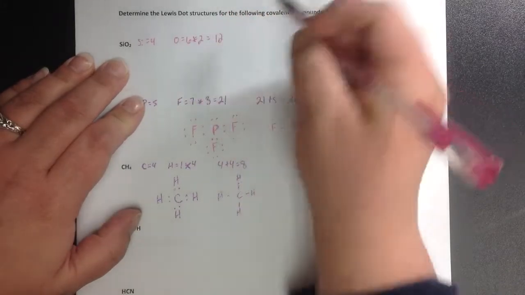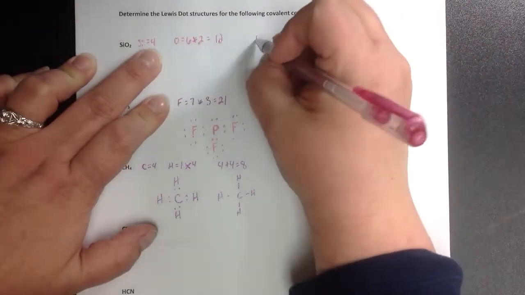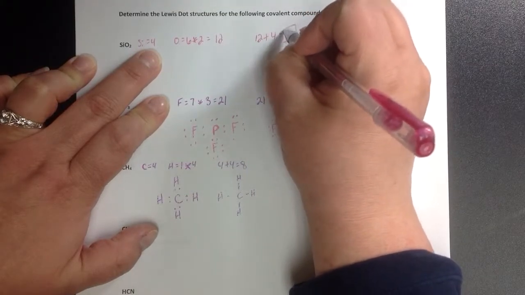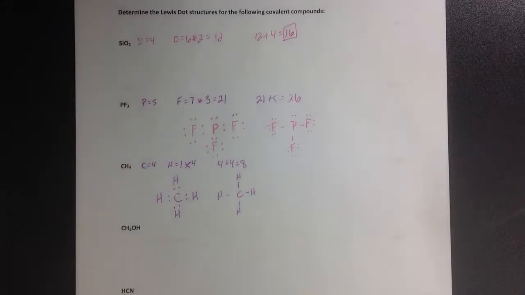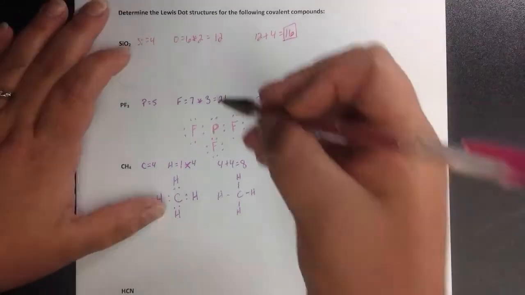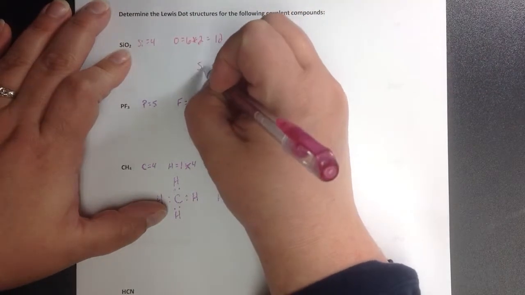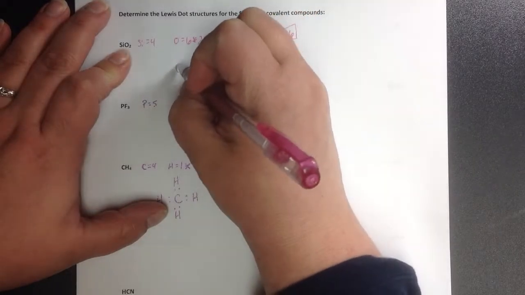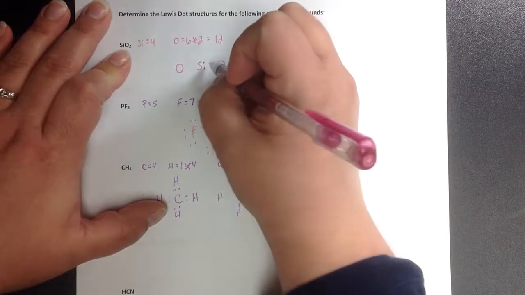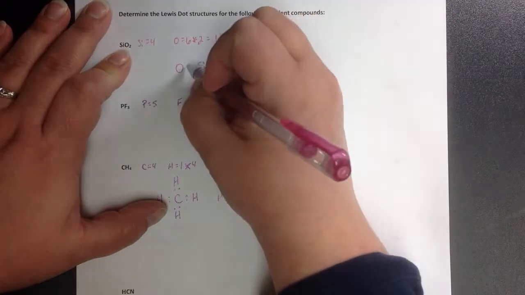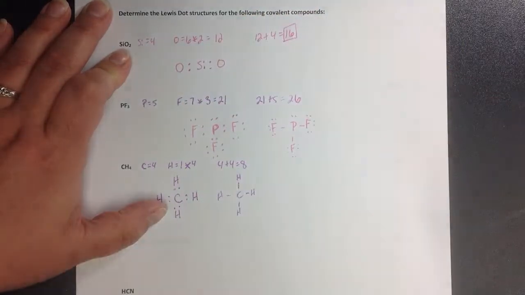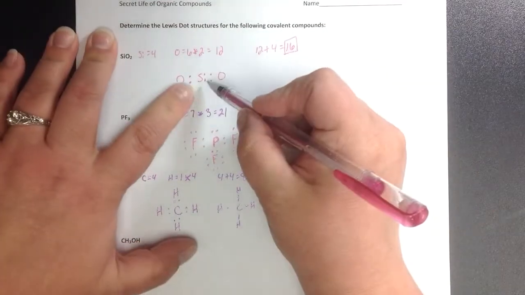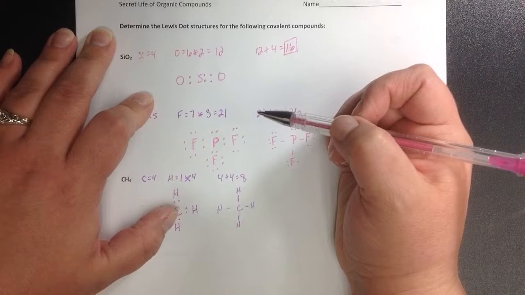That's 12. 12 plus 4 is 16. So I have 16 valence electrons to work with. I'm going to start by putting silicon right there, oxygen, oxygen. And I will do the same thing that we started with down there. Put my dots in, so I have a bond that way between those things.